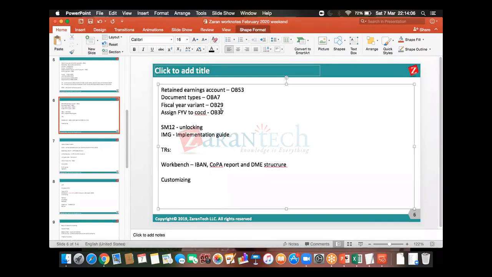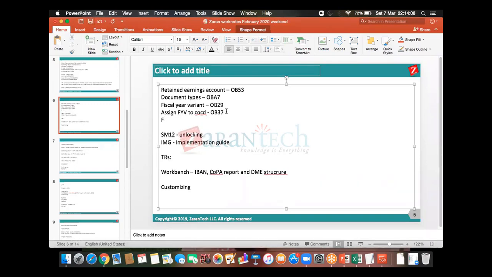So the next step is the field status variant, OBC4. Now what do you mean by this field status variant? The name itself is saying, field status means the status of the field. What do you mean by field? In SAP, wherever you can enter the data is called a field.